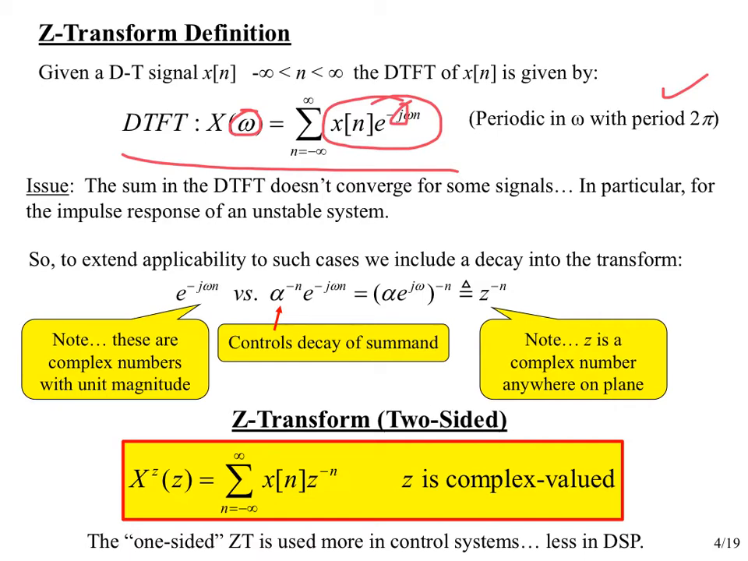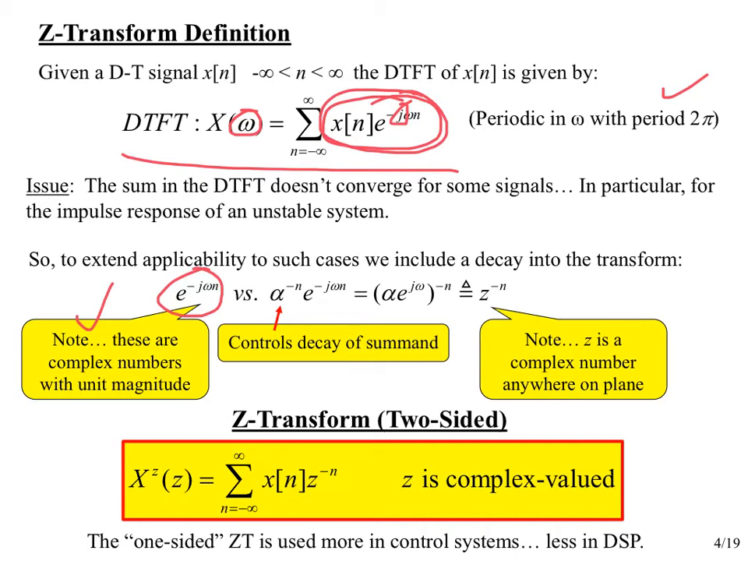So what do we do? Part of the reason why this doesn't converge is, as I said up here, we're looking at these kinds of terms. It's an interplay between what x of n is doing and what that e to the minus j omega n is doing. If we look at these terms, we see that they are complex numbers, but they have unit magnitude. So in and of themselves, they neither decay nor explode. The behavior of the sum, whether it converges or not, is entirely dependent upon the behavior of x, whether x decays fast enough.